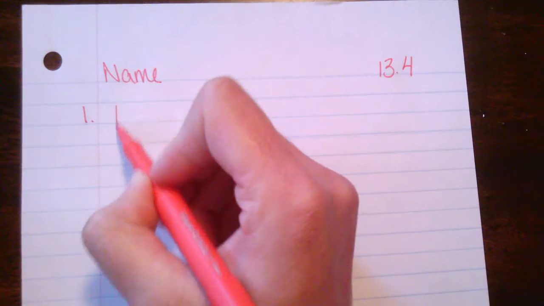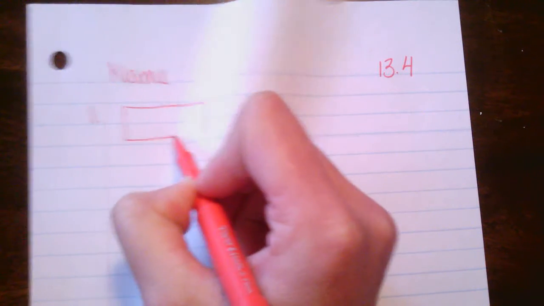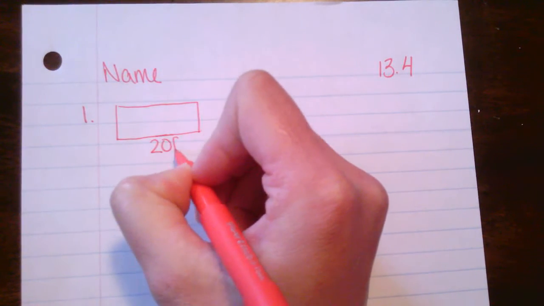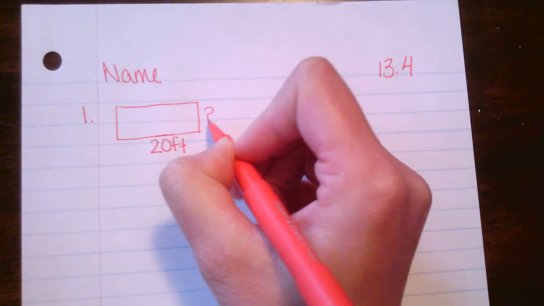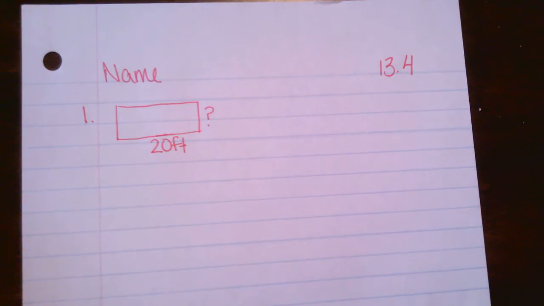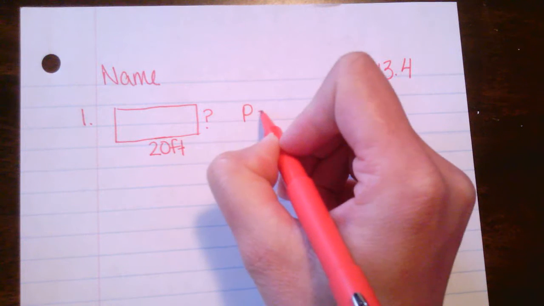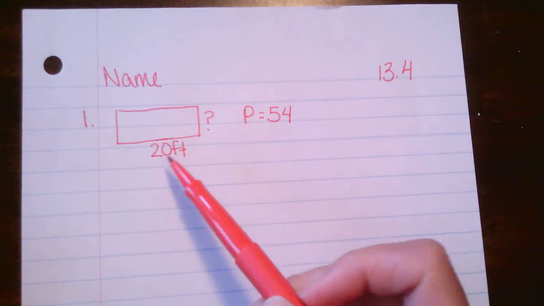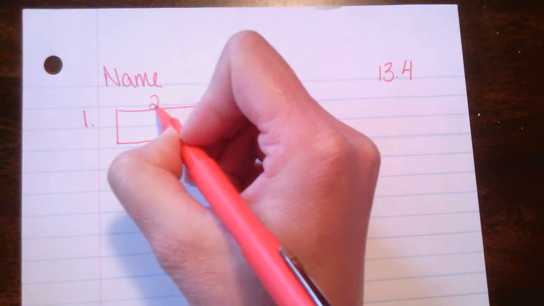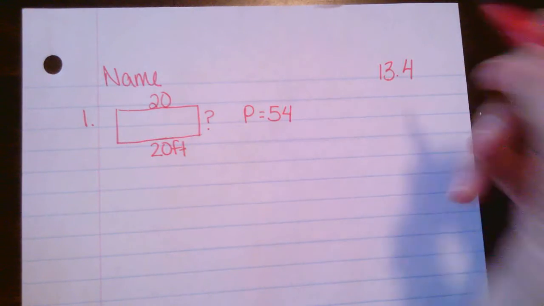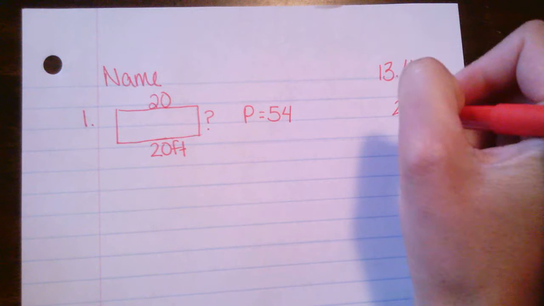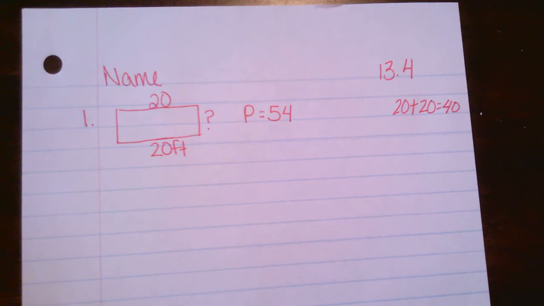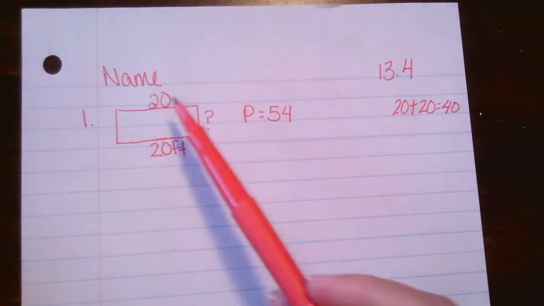Number 1, we have a rectangle. And the length is 20 feet. And we don't know how tall it is or the width is, but we do know that the perimeter equals 54. So I know that 20 on the bottom and 20 on the top because the top and the bottom are the same. So in my head, I'm going 20 plus 20 gives me 40. So I know that 40 feet is already taken from the top and the bottom.